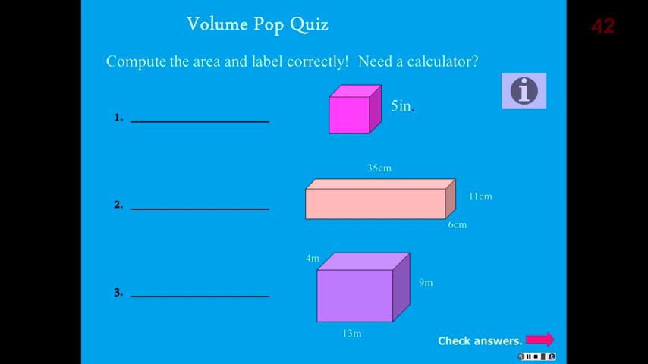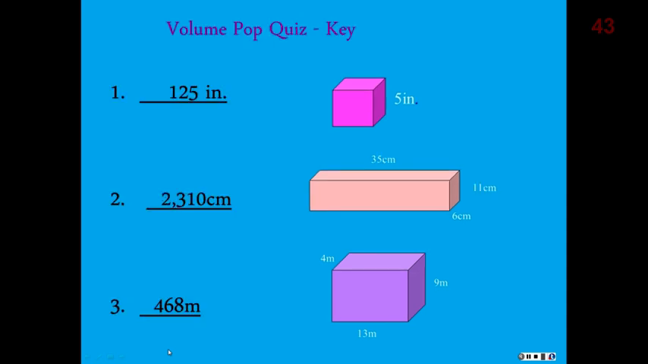You said 35 times 11 times 6. Yeah, and that's how you do the cube. Isn't that what he said? Let me change it. Let me see. No, it's 2310. That's what I thought he said. No, he said 2365. Oh, okay, he did that wrong.